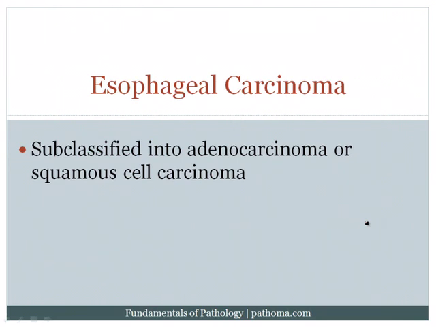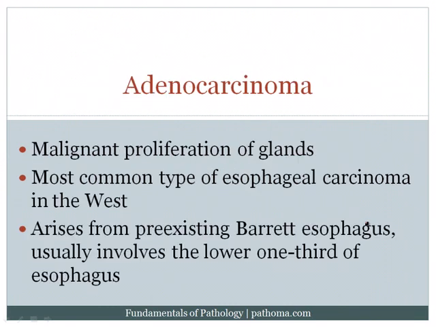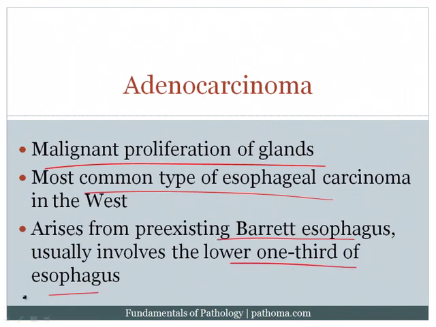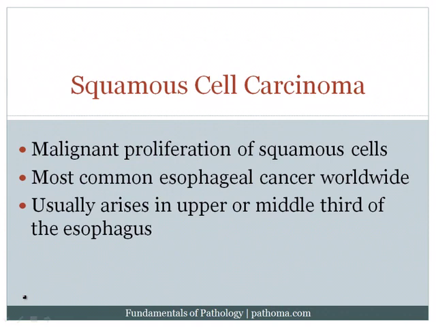Now, what I can tell you about adenocarcinoma is that it is the most common type of esophageal carcinoma in the West. So that's the summary of adenocarcinoma. Most common type of esophageal carcinoma in the West, arises from Barrett's esophagus, lower one-third of the esophagus. So once you understand the basics about adenocarcinoma, let's quickly review what I say in the book. I say adenocarcinoma is a malignant proliferation of glands, most common type of esophageal carcinoma in the West, Barrett's esophagus, lower one-third. Now, the second type of esophageal carcinoma is squamous cell carcinoma. This is a malignant proliferation of squamous cells, and it is the most common esophageal cancer worldwide. Usually arises in the middle or upper third of the esophagus.